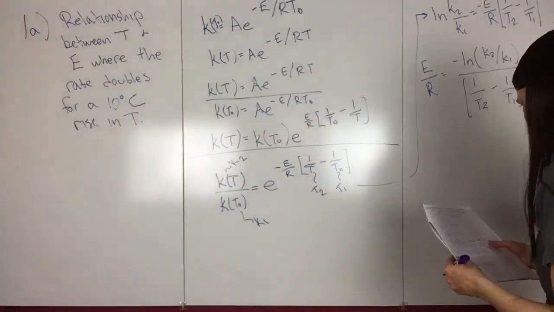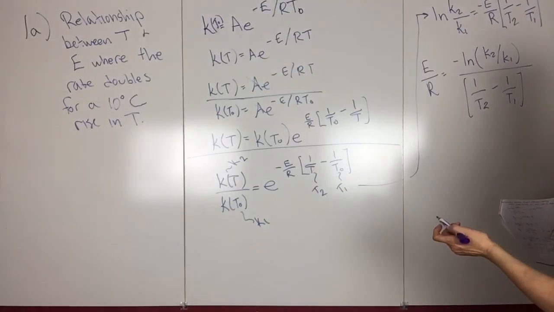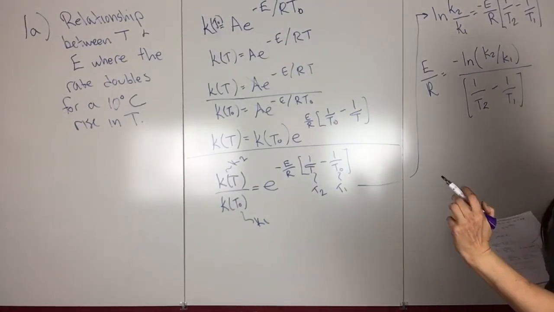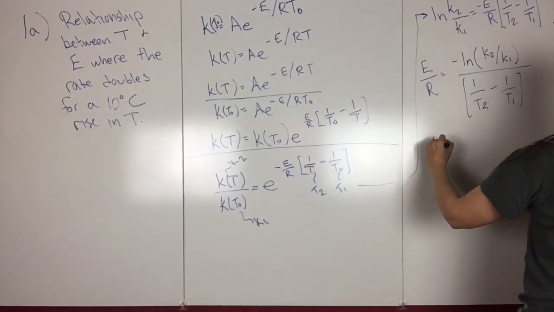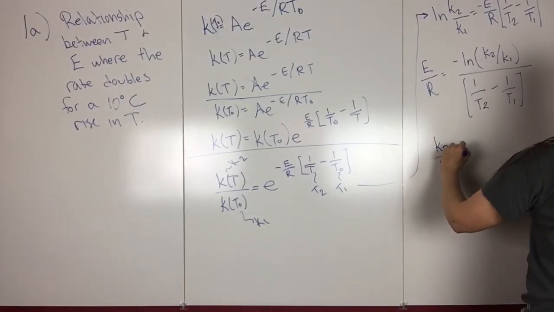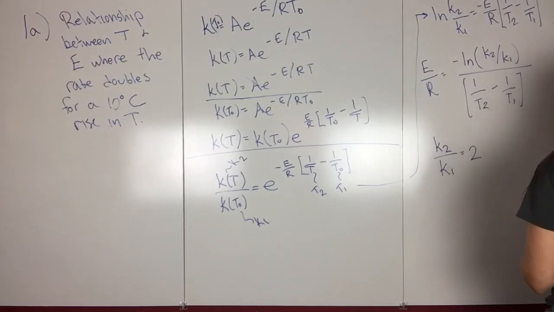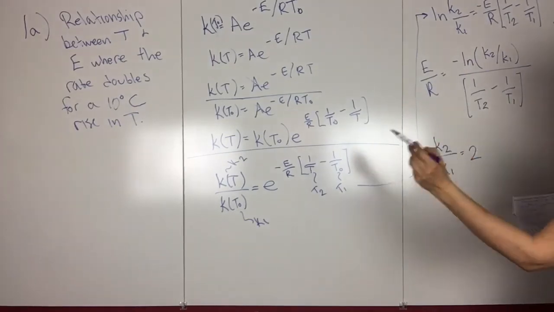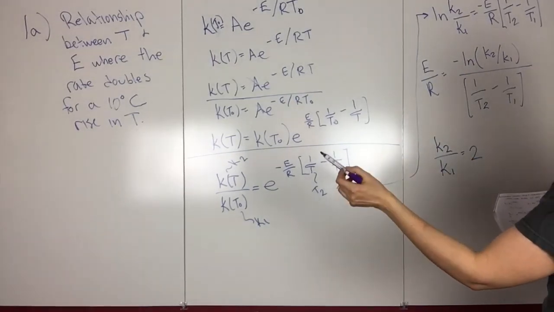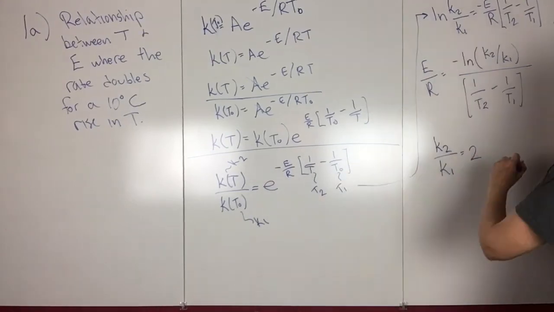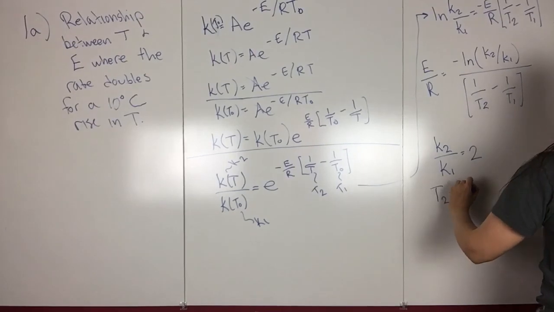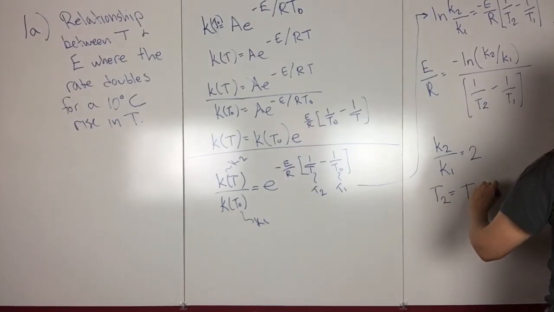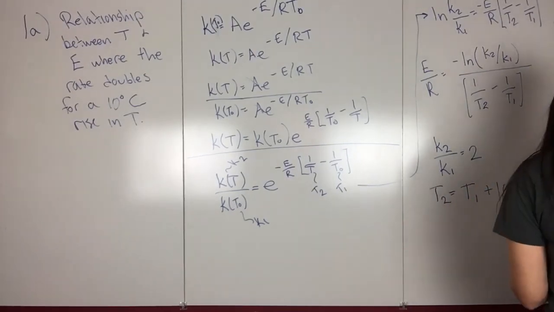And then going back to the problem statement, we know that the rate doubles, so we know that k2 over k1 is equal to 2, and when the rate doubles, we know that the temperature rises by 10 degrees, so we know that T2 is equal to T1 plus 10.